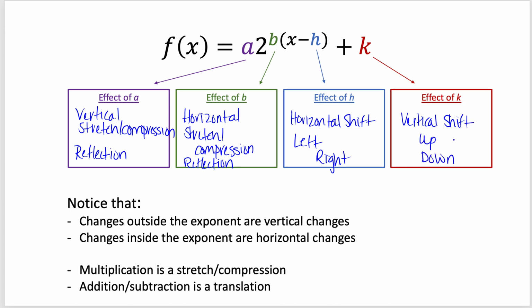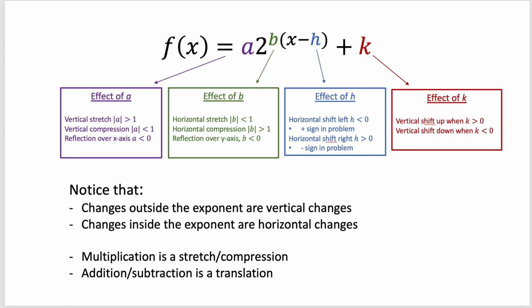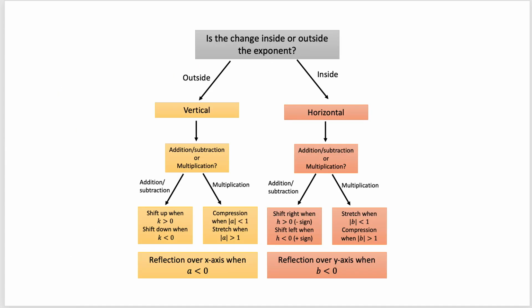Remember that the horizontal shift does the opposite of what we think it'll do. If it's going to go to the left, we're actually going to see a plus sign in this problem, and if it goes to the right, we're going to see a minus sign. If k is positive, the vertical shift does what we think: positive goes up, and negative goes down. This is all summarized in this chart that is also included in your study guide for transformations of exponential functions. You can also use this flow chart when you're solving these problems.